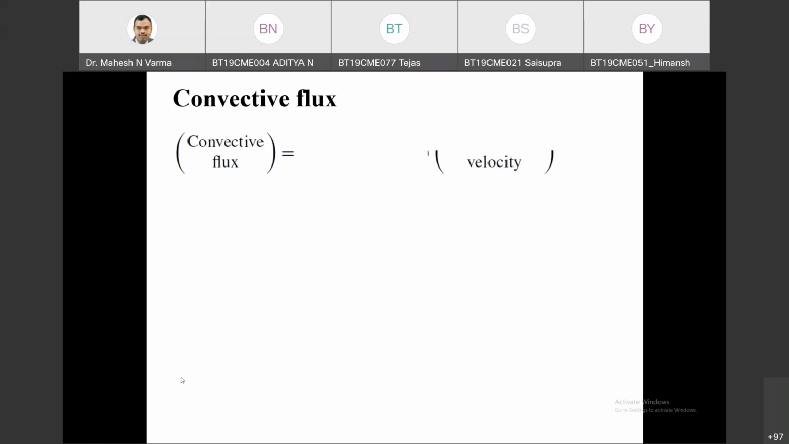Yes sir, it should be quantity per volume. Very good, very good. And this we have already discussed. Quantity per unit volume multiplied by velocity is a convective flux. Quantity per unit volume into velocity can be represented as quantity per meter square per unit time. So it will be quantity per unit volume into characteristic velocity.